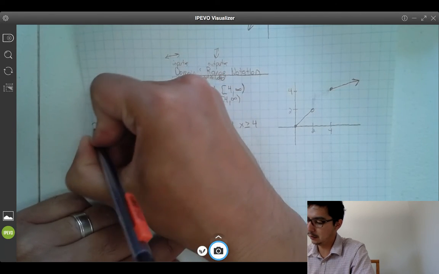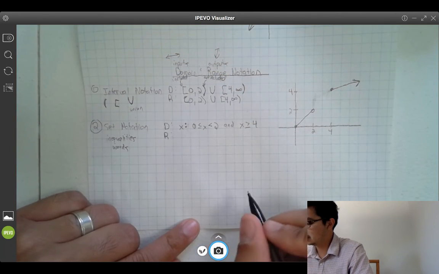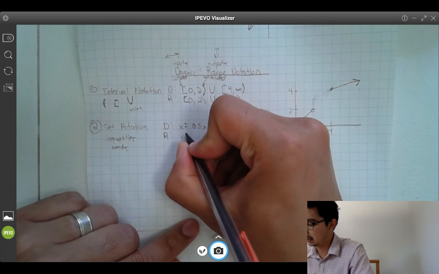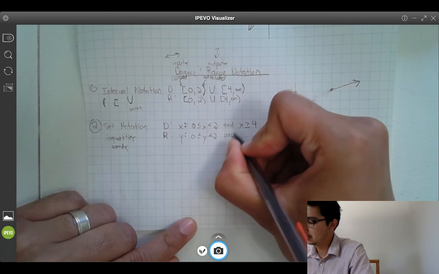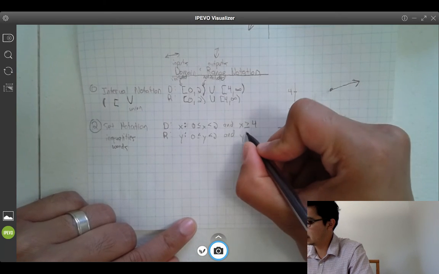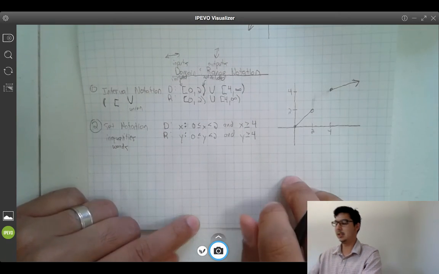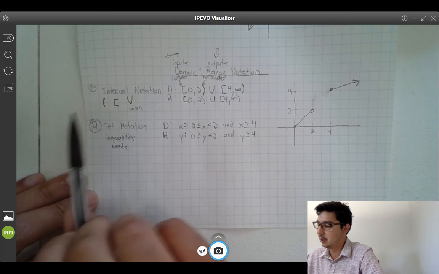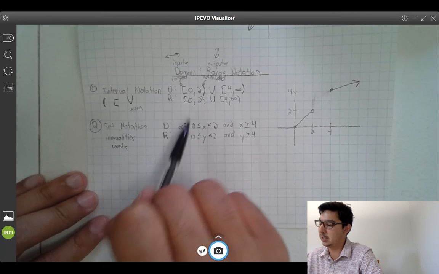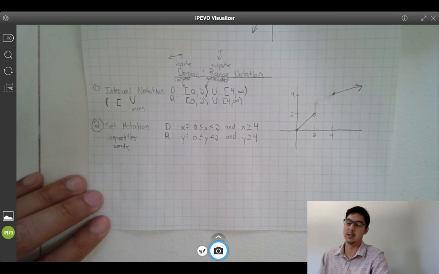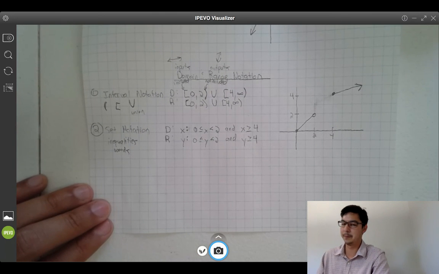These are the two different types. And the range here, unfortunately, because I made a bad example, goes from 0 to 2 as well, and y is greater than or equal to 4. You can see the two different uses. One is with brackets, parentheses, and unions, and the other one's just set notation. Both say the same thing, but two different ways you'll be seeing it in the book this year. Hope that helps.